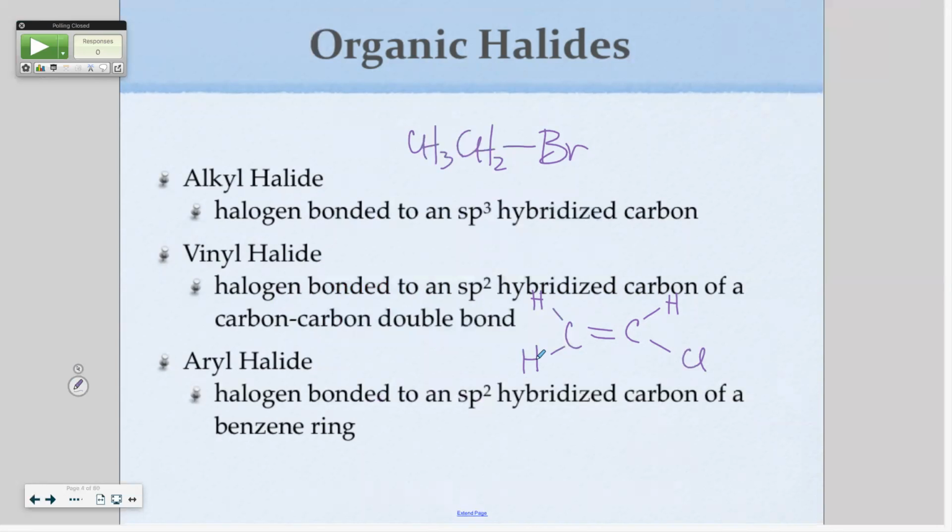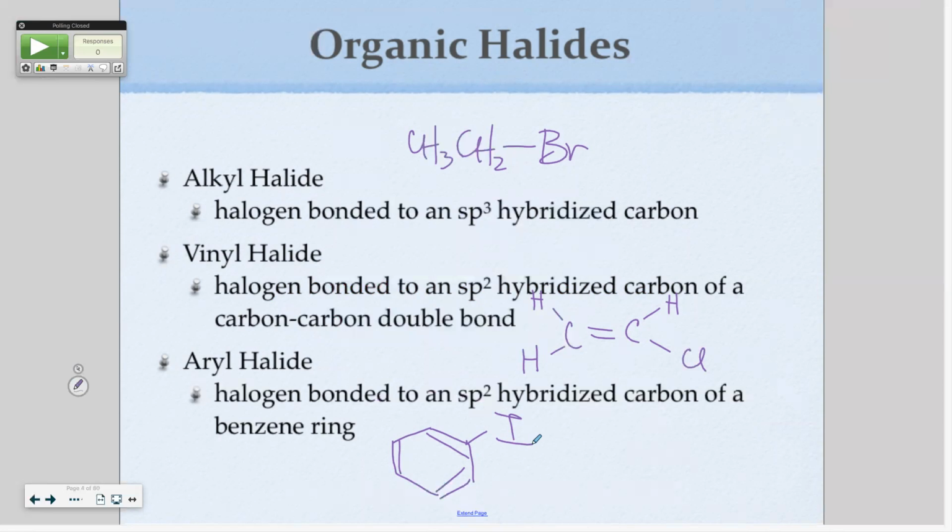An aryl halide is when the halogen is bonded to an sp2 hybridized carbon of a benzene ring. So remember that a benzene ring is a 6-membered ring and has alternating double single bonds. Doesn't matter if you put your alternating on the other ones, it's okay. So you would have a halogen. Let's see, I used bromine and chlorine. Let's put iodine there. Iodobenzene. That's an aryl halide. We're not done though. There's two more. They're on the next slide.